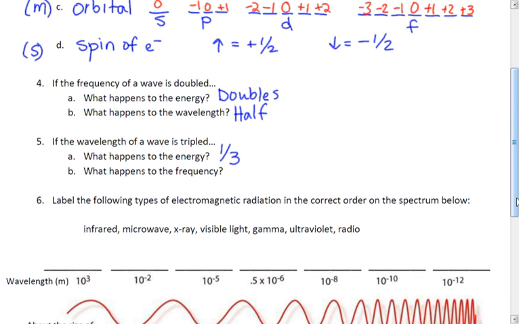Okay, think about what frequency means real quick. Frequency is talking about how many waves are going past every second. So if I made my wave longer, I'm going to have fewer waves going by every second. So the frequency also gets cut by a third. Remember, energy and frequency are the ones that are directly related. So if energy was cut by a third, frequency was also cut by a third. Those are the only ones that are the same, but the other ones are opposite.